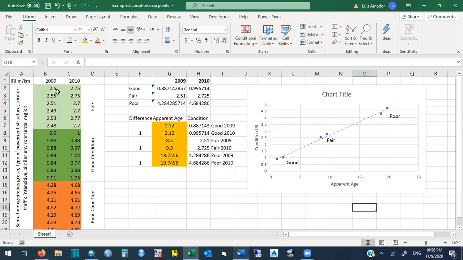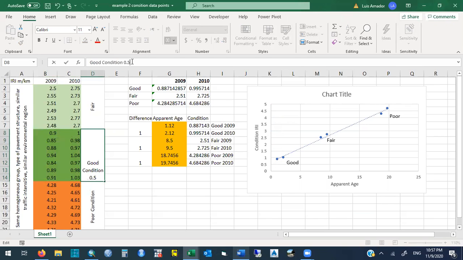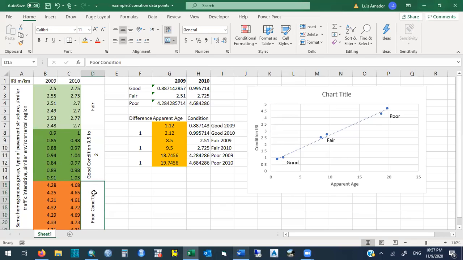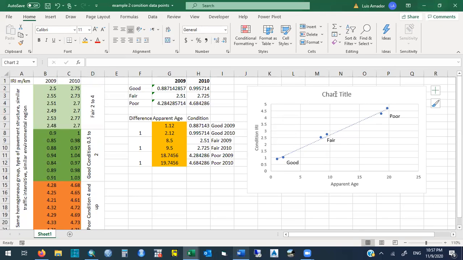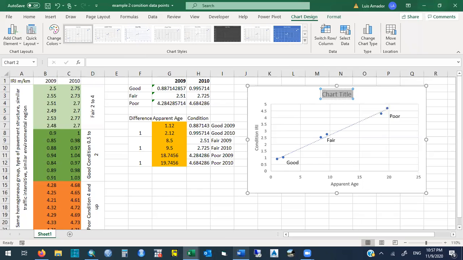Now, how did I assign the first one to be good? Well, because I look at it and it looks like 0.9 RI, 0.8 something RI is a good condition. So maybe I can define my good condition to be somewhere between 0.5 to 2. And maybe I define my fair condition to go from 2 to 4, maybe. And maybe my poor condition goes from 4 to whatever, and up. Is this overall idea understandable?